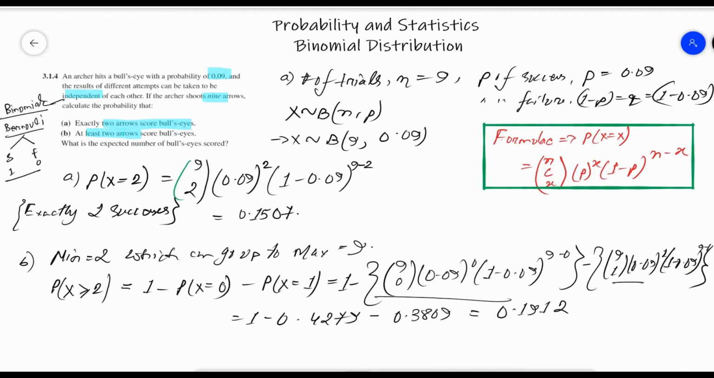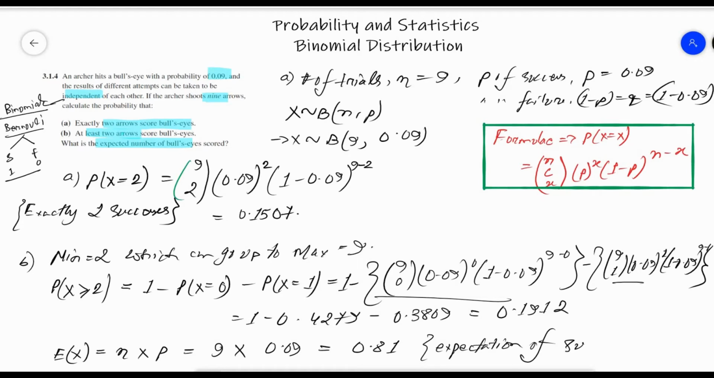And lastly, we're asked to find out the expected number of bullseye. So we know the expectation for binomial is E(X) equal to the number of trials into the probability of success. So we have 9 trials in total into the probability of success is 0.09. So after calculating, we get 0.81, which is the expectation of bullseye, which is the success for this problem in here.